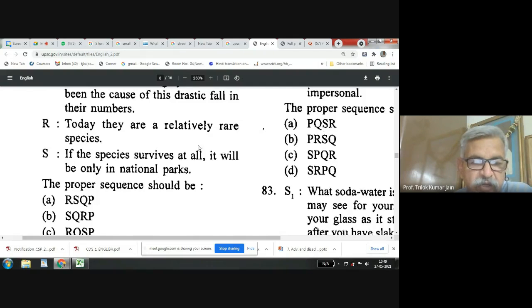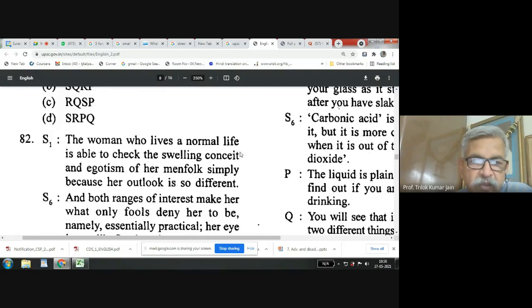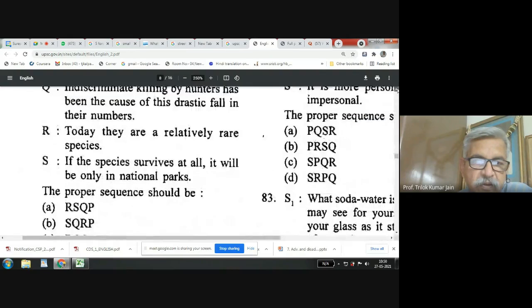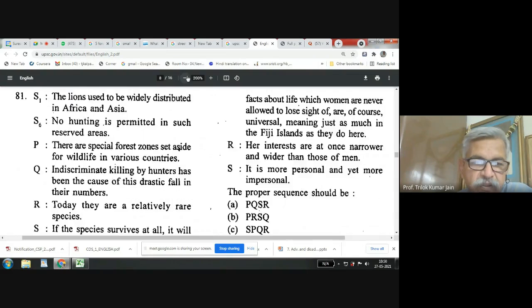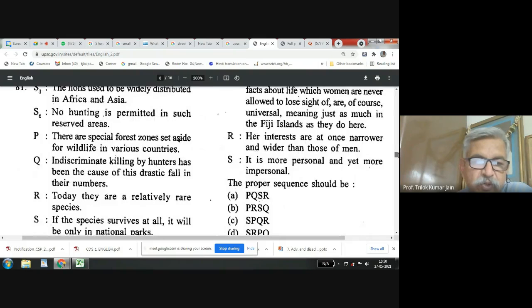Today they are a relatively rare species. If the species survive at all, it will be in national parks. Then the lions used to be widely distributed in Asia and Africa. Thereafter, if the species survive at all, it will be only in national parks. Today they are a relatively rare species. So R will come first, then S, then Q.